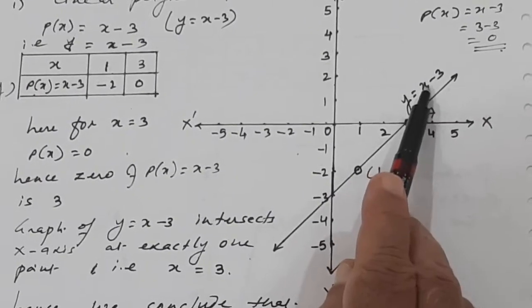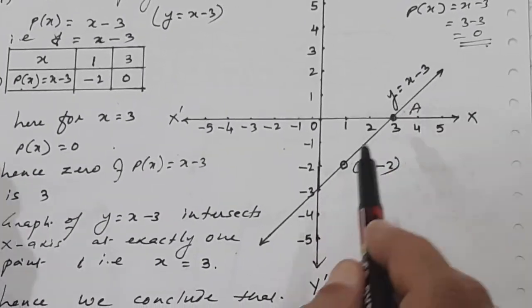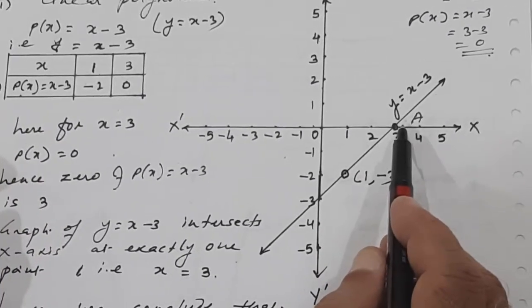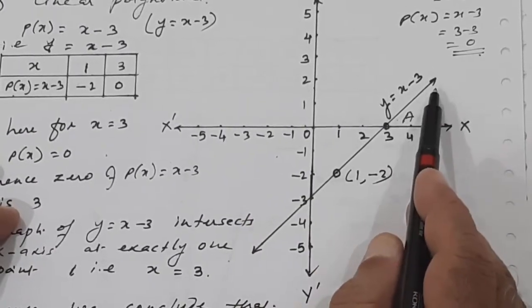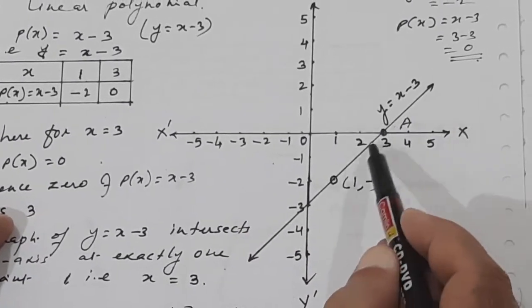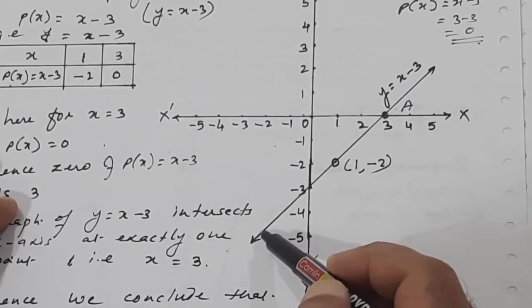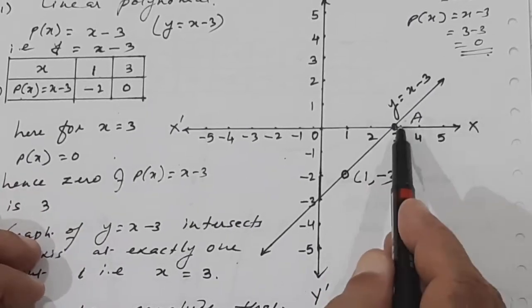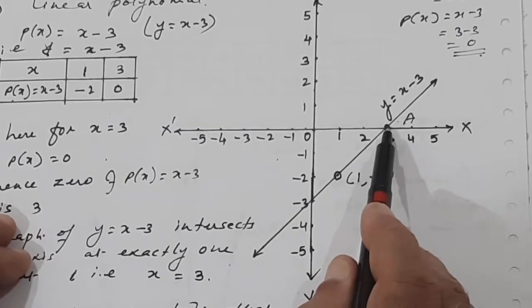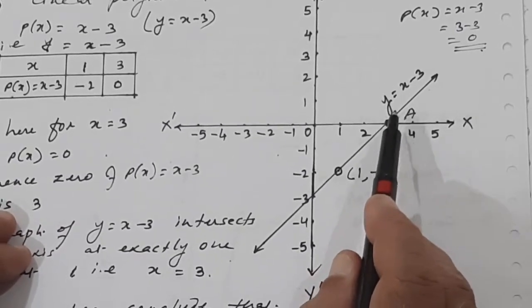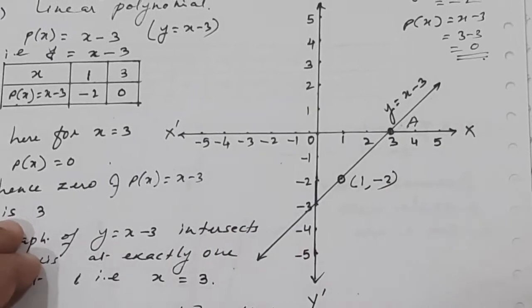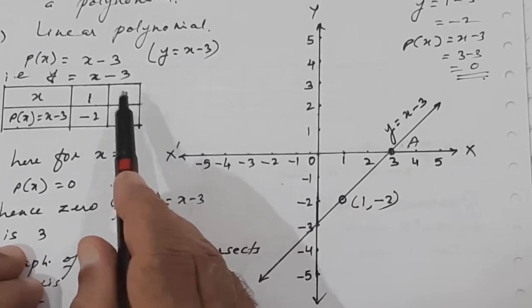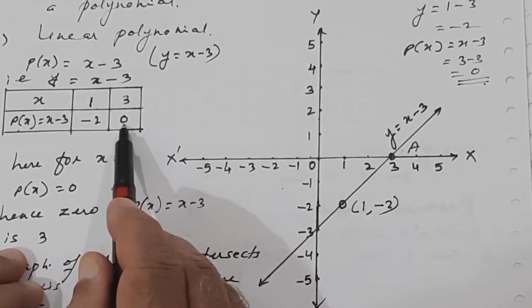So you see that the graph, this is called line graph. Y is equal to x minus 3. Linear polynomial will have a line. The word linear has been taken from line. So linear polynomial will be represented by a line on the graph, and it will intersect the x-axis. The point where the line intersects the x-axis, that point is called the 0 of the polynomial. And here also we see that if we take x is equal to 3, the value of the polynomial becomes 0.